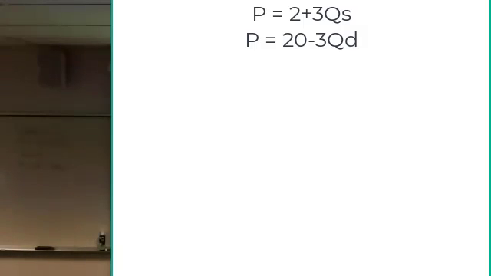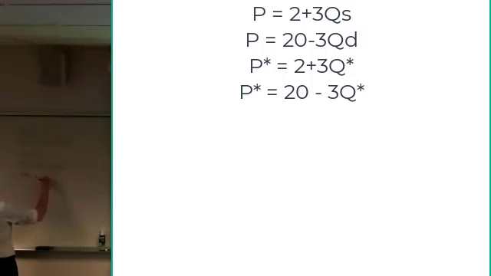So first thing we're going to do is we're looking for the intersection. We need P star, which is the equilibrium price. And that's not QS and QD, because at equilibrium, those are the same thing. We need Q star. We get P star equals 2 plus 3 Q star, and we get P star equals 20 minus 3 Q star.